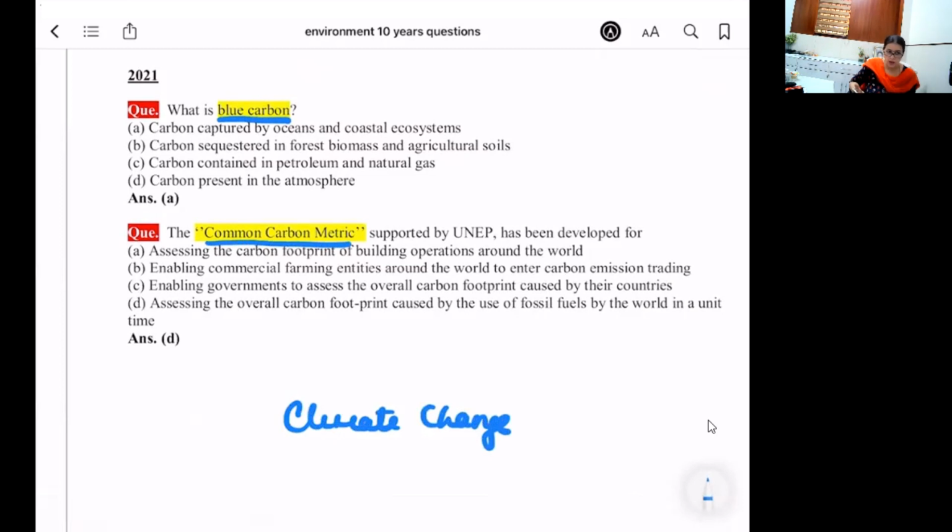What is blue carbon? What is the common carbon metric supported by UNEP, the United Nations Environment Programme? Now, these are the things which come up in a swift brushing up of the content matter that you are having. It doesn't mean that you have to take the understanding of these as random facts.